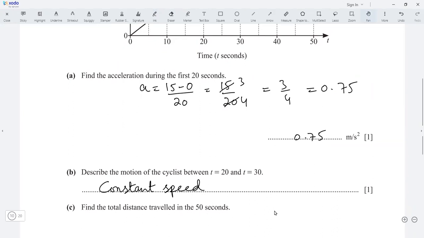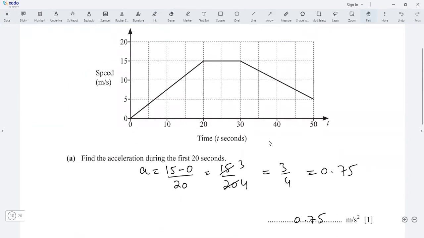In the next question, we have to find the total distance traveled in 50 seconds. For 50 seconds, we have to find the region under the graph. So we have to join this line with the x-axis to understand the concept of distance. I am just marking out this diagram from here till here. It must be a first trapezium, and the other one will be the second one.